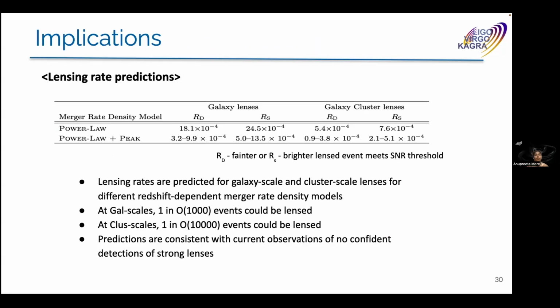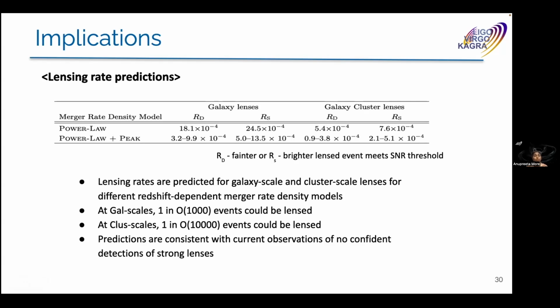Thanks, Anya. So I'm going to talk about the implications. First, I'll start with the lensing rate predictions. Based on the latest models we have for the binary black hole population, we make predictions for the rate of strong lensing expected in the data from the O4a observing run. So firstly, we compute these numbers for two kinds of lenses. One, where the foreground lensing effect is produced by individual galaxies, and second, the case where the lensing effect is produced by clusters of galaxies.